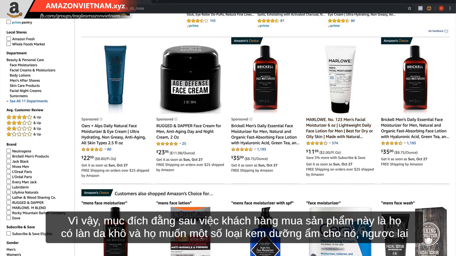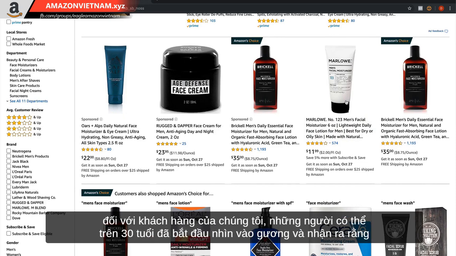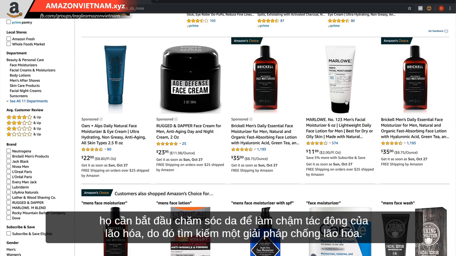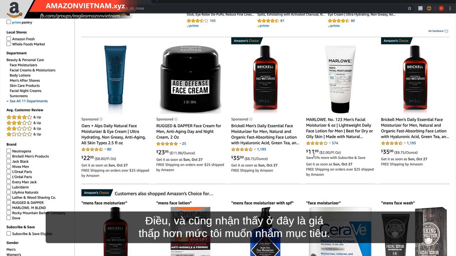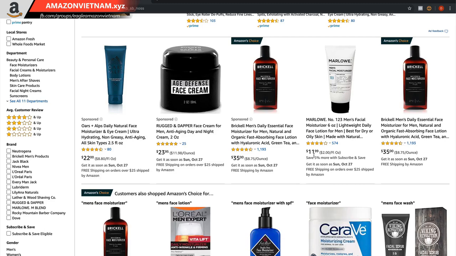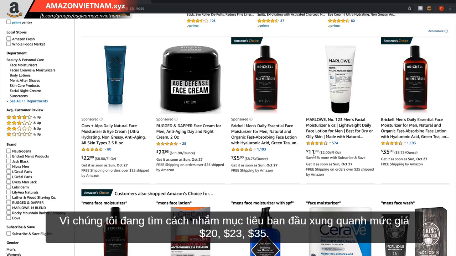So the intent behind the customer buying this product is more that they've got dry skin and they want a moisturizer for it, as opposed to our customer who is maybe 30 plus, has started looking in the mirror and realizing they need to start looking after their skin to slow down the effects of aging, thus looking for an anti-aging solution. What I also notice here is the price point is lower than I want to target, as we're looking to target initially around a $20 price point.